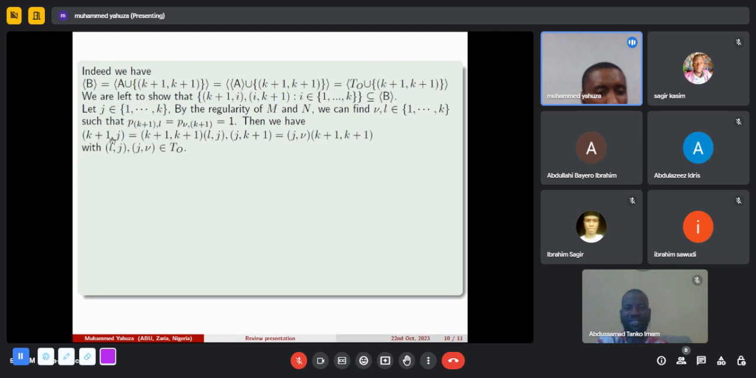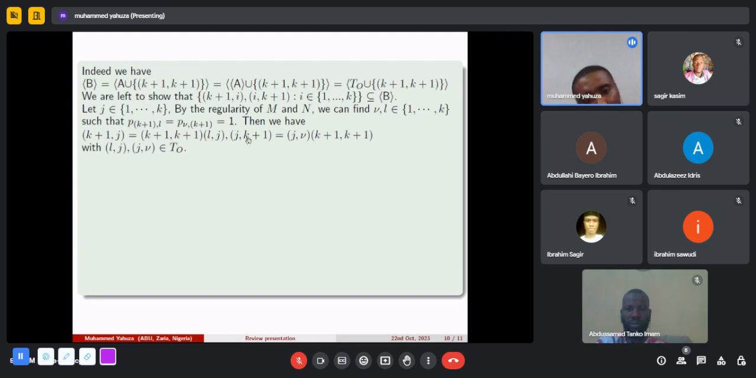Then it means (k+1, j) is the same thing as (k+1, k+1) into (l, j). Because if you multiply these two, you can see here the entry corresponding to k plus 1 and l is the same thing as 1. So remember, if you are multiplying these two elements, the entry corresponding to k plus 1 and this must not be equal to 0. That is, it must be equal to 1. So if this is equal to 1, then you have this and this as elements of the generating set.